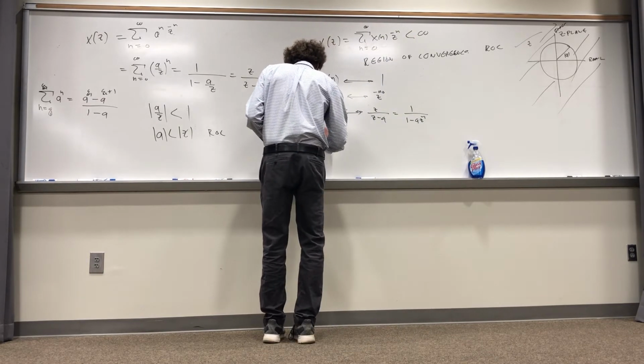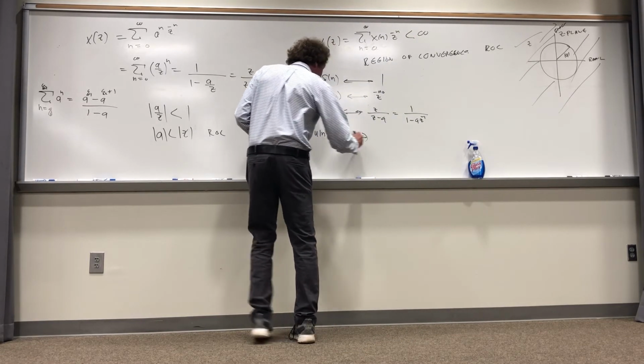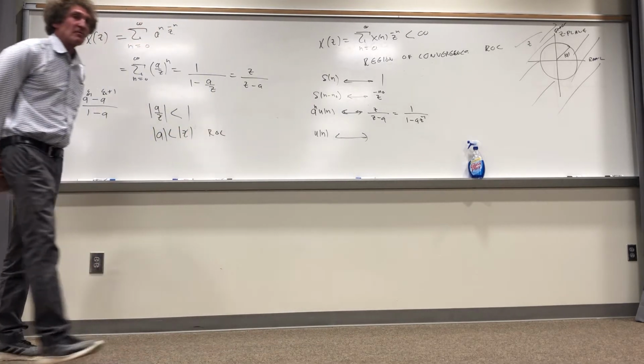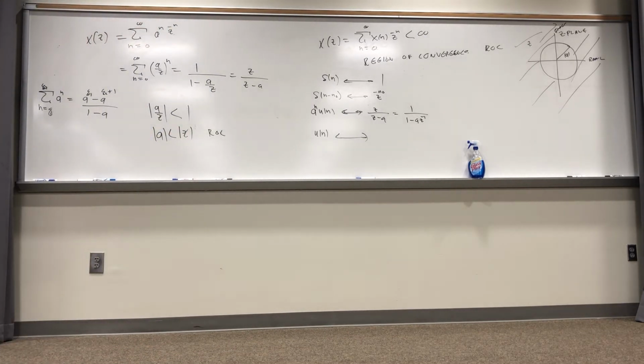What happens to just u of n, class? This one you got, right? For u of n, what is it? Just look at the one above it. What would you make a to have u of n?